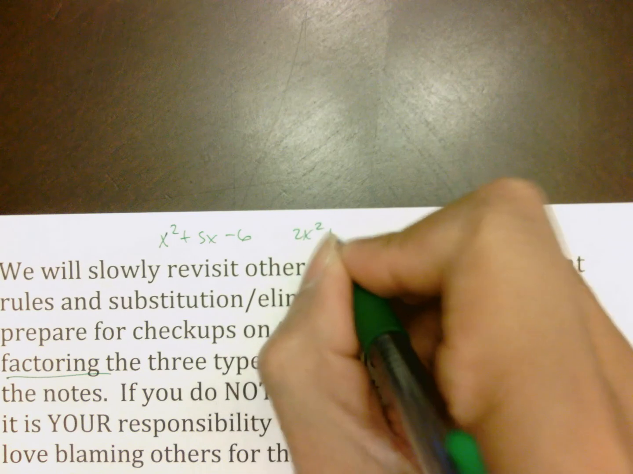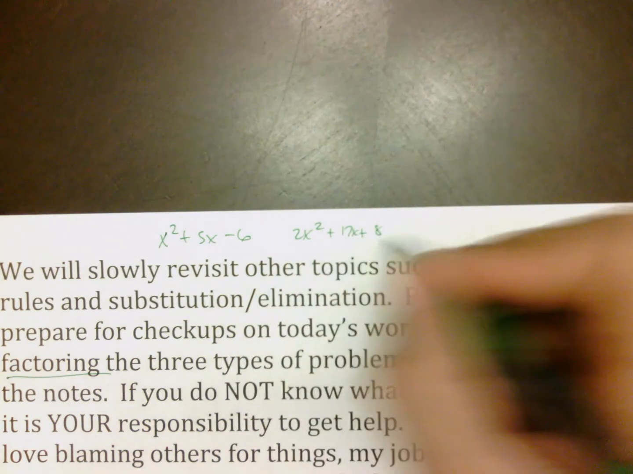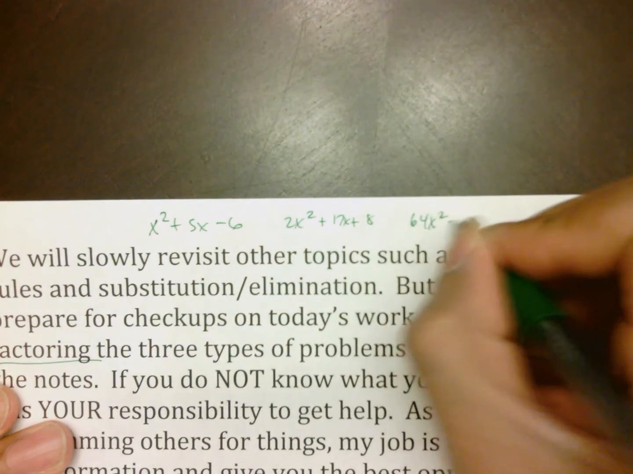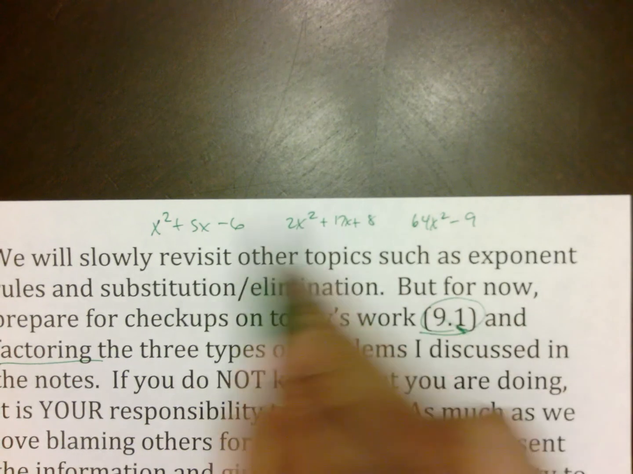2x squared plus 17x plus 8 might be one I put on there. Or 64x squared minus 9 might be one I put on there. If you know how to do all 3 of those, you can relax.